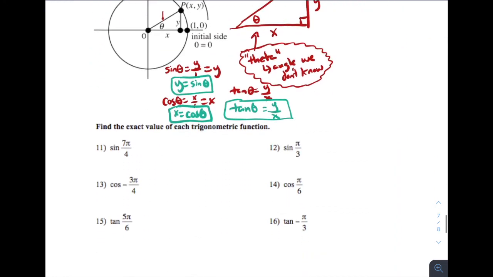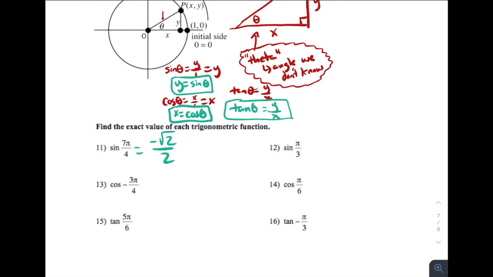So that is going to be my answer for this, negative square root of 2 over 2. We could find this on our calculator equivalently by plugging in sine of 7 pi over 4 and also typing in negative root 2 over 2, and you'd see that those are the same decimal.